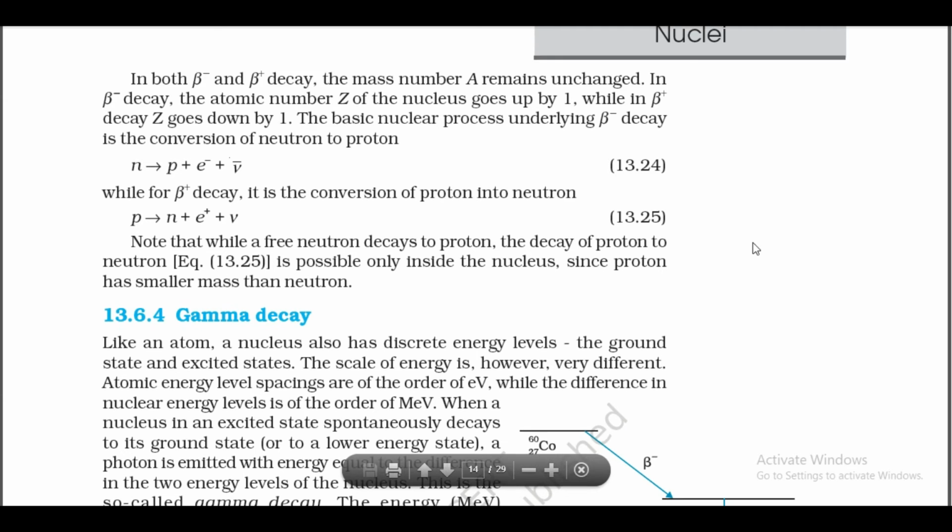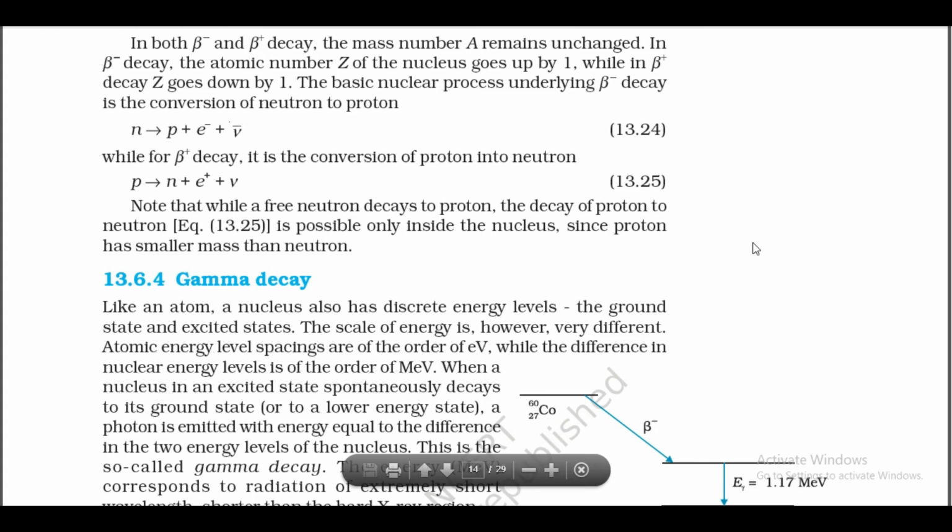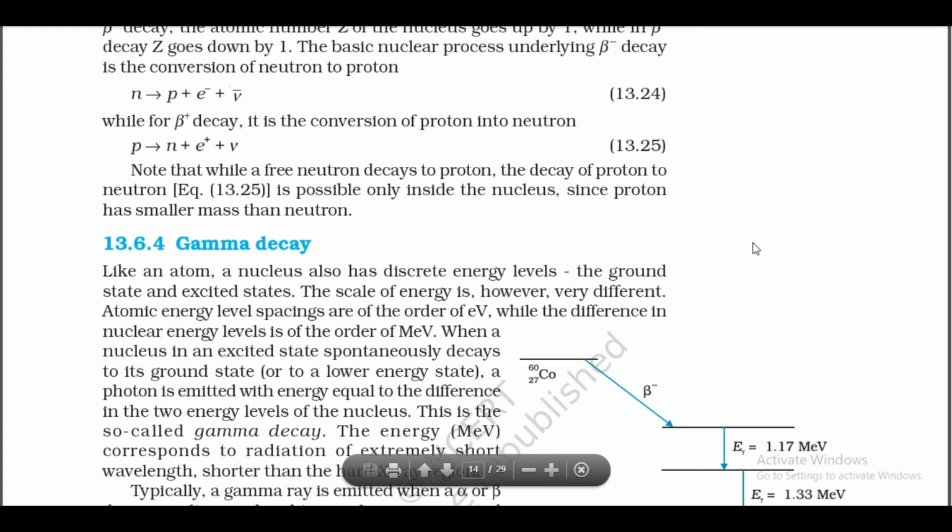The basic nuclear process underlying beta minus decay is the conversion of a neutron to a proton: n gives p plus e- plus antineutrino, while in beta plus decay, it is the conversion of a proton into a neutron: p gives n plus e+ plus neutrino. Note that while a free neutron decays to a proton, the decay of a proton to a neutron, equation 13.25, is possible only inside the nucleus, since a proton has smaller mass than a neutron.